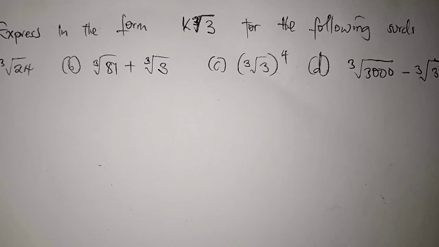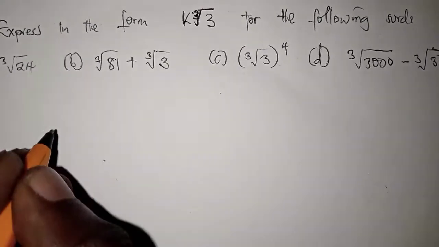Okay, as we'll be expressing these problems, what we need to know is that the final answer will be in the form k multiplied by the cube root of 3, of which this k can be any constant. Okay, now let's get started. We'll start with a.